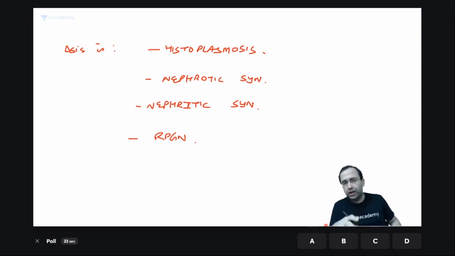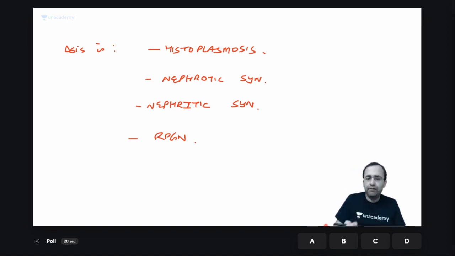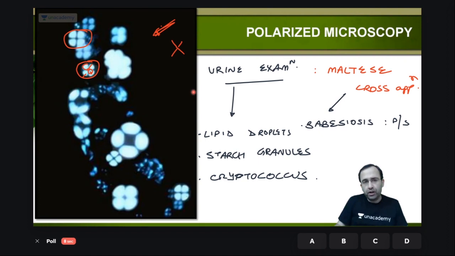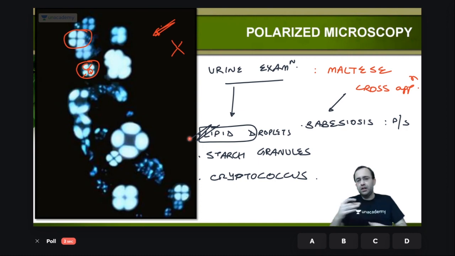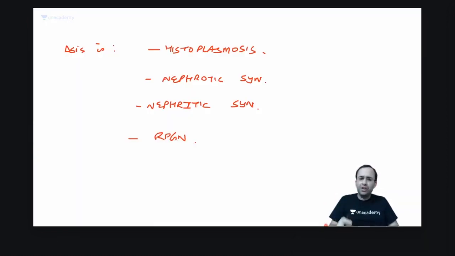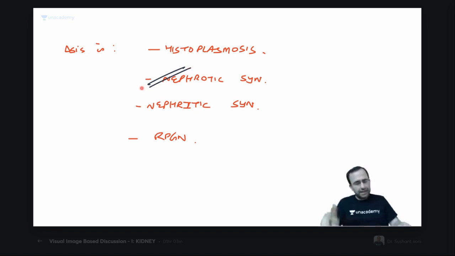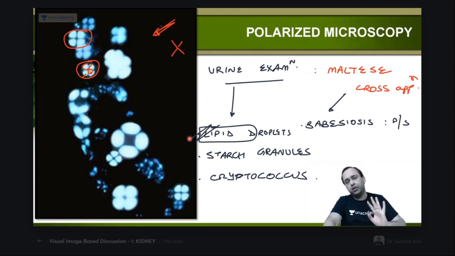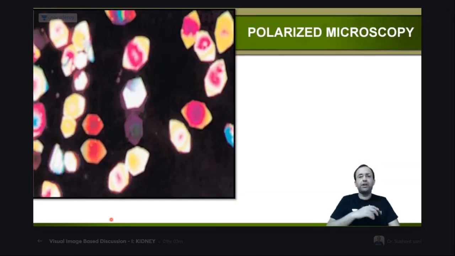Perfect. I have majority as the right answer, but I wanted everybody to be right in this. Look, bache, we just saw polarized microscopy. This is associated with lipid droplets. Lipid droplets look like this. Nephrotic syndrome. It's okay. So from next time onwards, we'll take care. So it is nephrotic syndrome. Nephrotic syndrome is associated with hyperlipidemia, showing the presence of lipid droplets in urine, which appear as Maltese cross sign on urine examination.